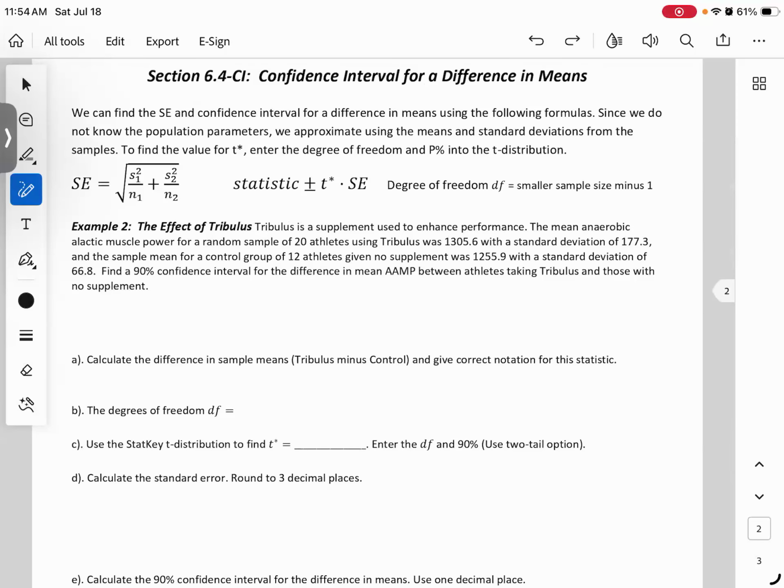Now, the reason why I left a little bit of white space here on the lecture handout is because there is a good chunk of little pieces of information here and there, and we want to keep it all sorted. So when they were doing this study, Tribulus was a supplement that they were checking to see whether it would have a benefit on students.